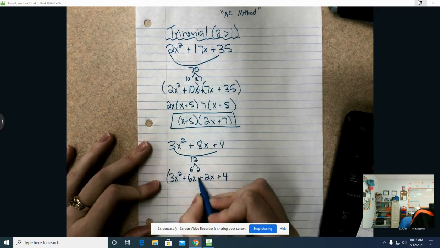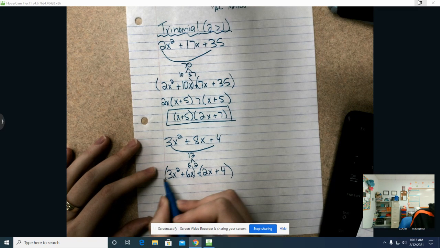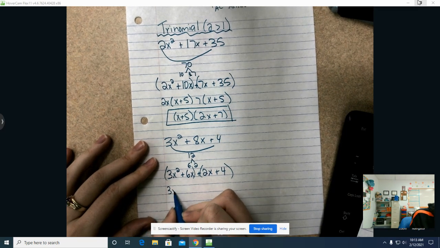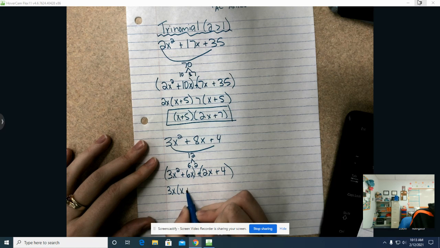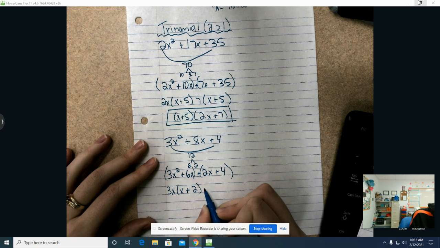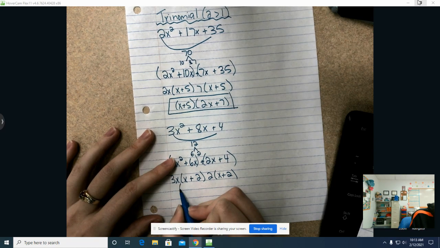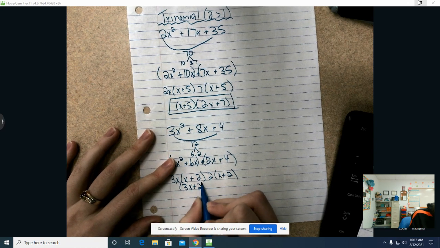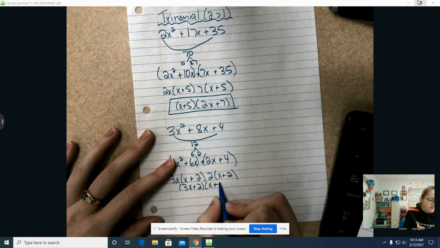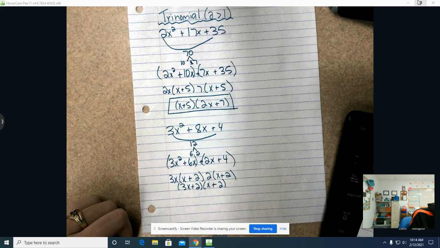Do our grouping. We're going to be able to pull out the 3x here, and be left with x plus 2. Pull out a 2 and be left with x plus 2. They match, so we're good to go. We're going to have 3x plus 2 times x plus 2, and these would be your factors.